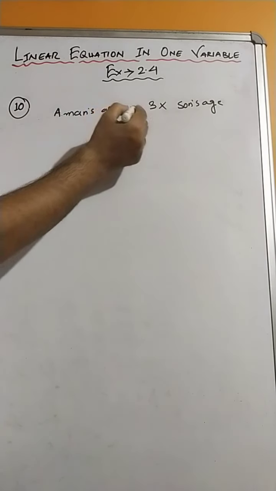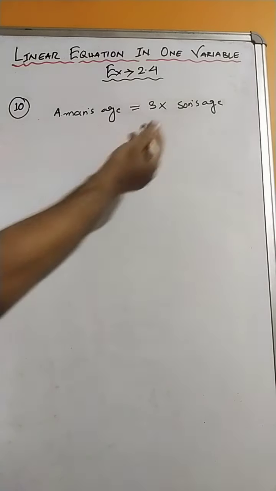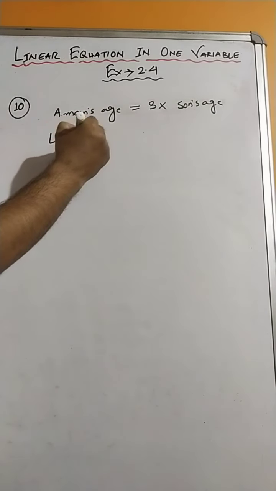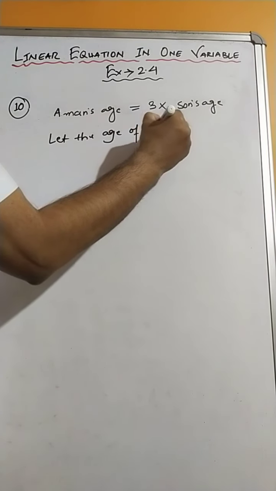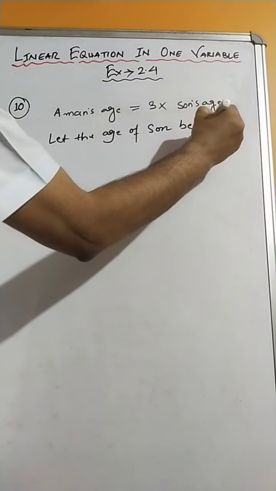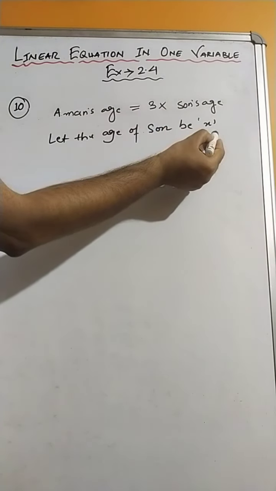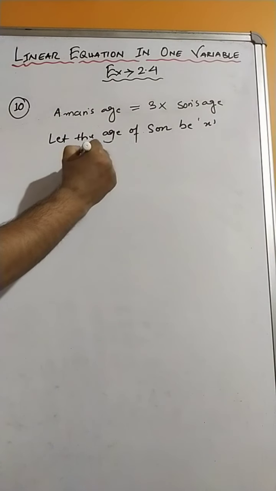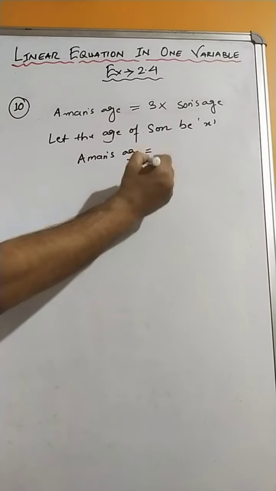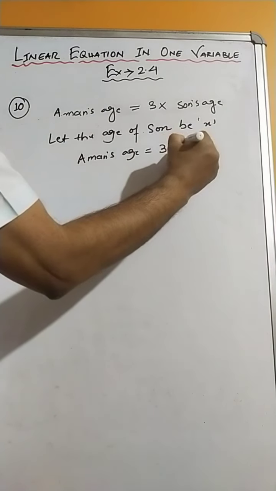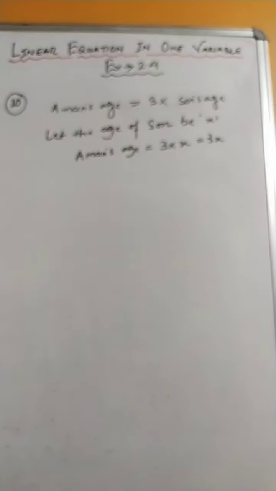So Aman's age is equal to 3 times his son's age. Okay, so let the age of son be x. Now, if the age of son is x, then what will be Aman's age? Aman's age would be 3 into son's age, that would be equal to 3x. So, this is their present age.